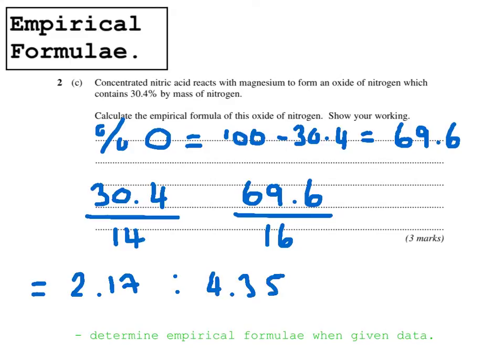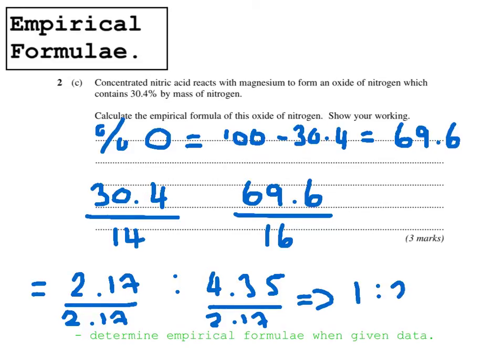And that gives us a ratio, but it's not a very useful ratio because they're not integers. You can't get 0.35 of an atom of oxygen. So what we've got to do is divide them both by the smallest number, so that's our next step. That was our second step in the previous slides. We're going to divide both by 2.17, and that gives us a ratio of 1 to 2.005. Now this one, obviously we're going to round to 1 to 2.